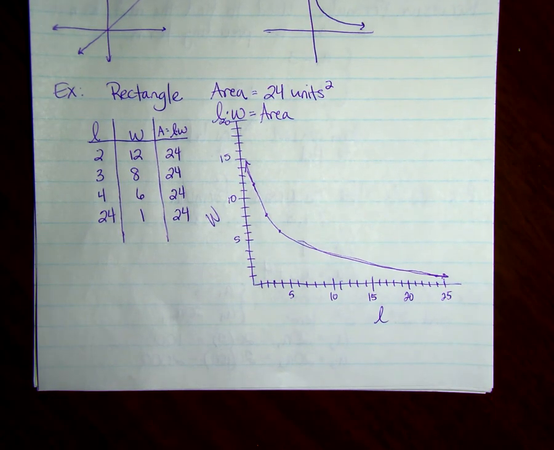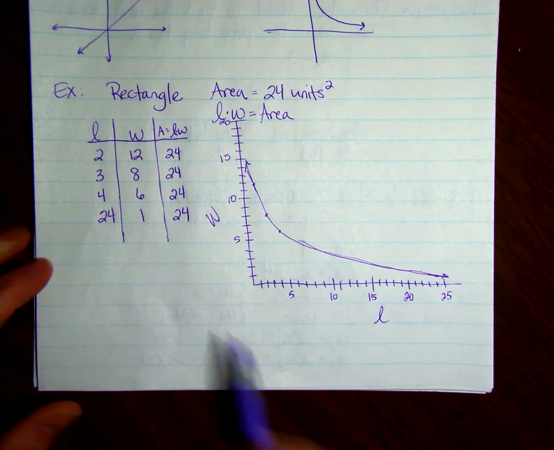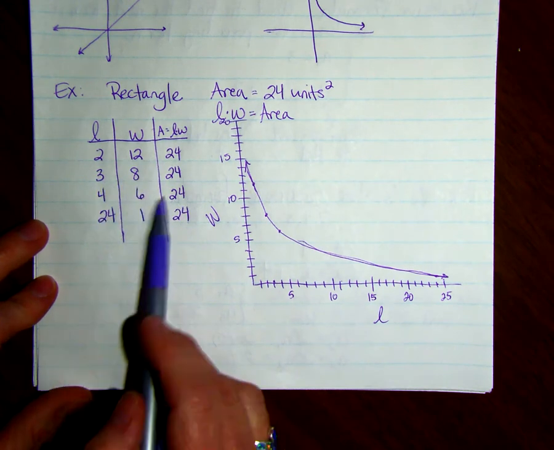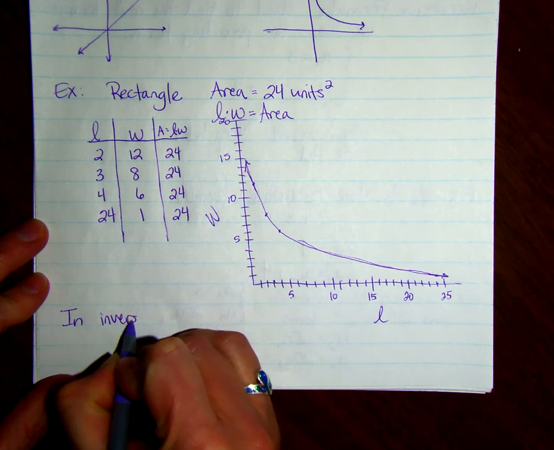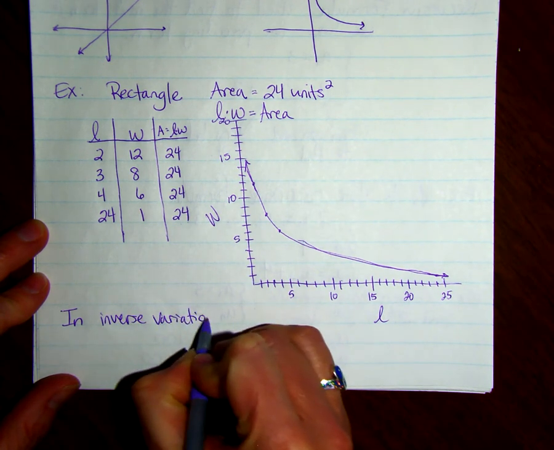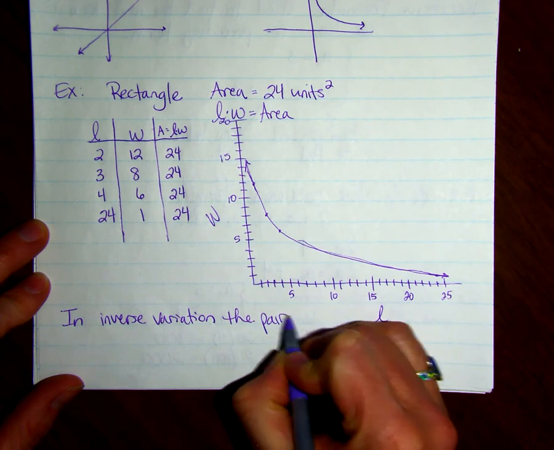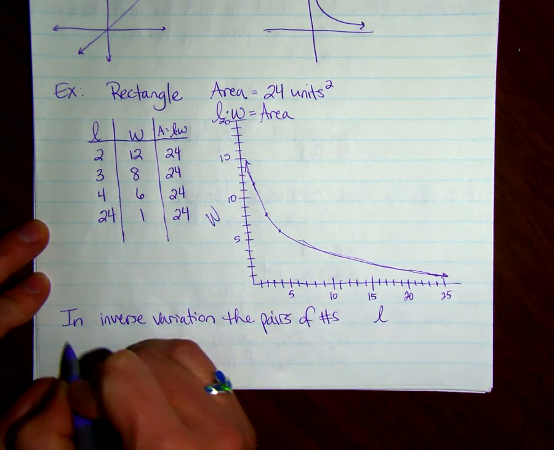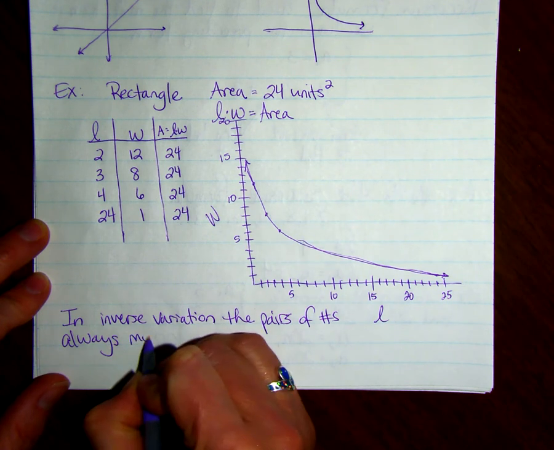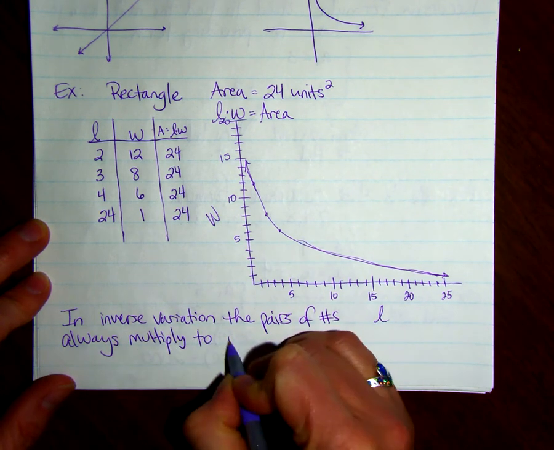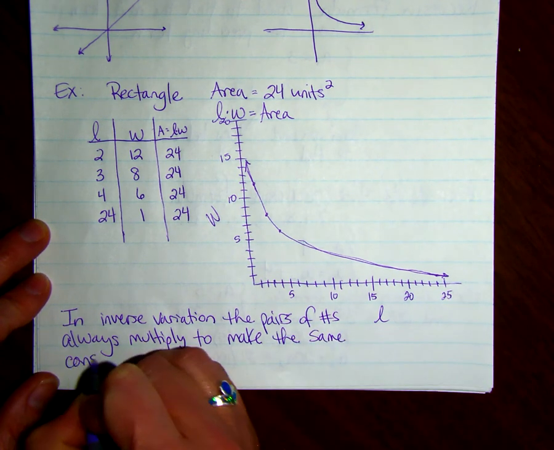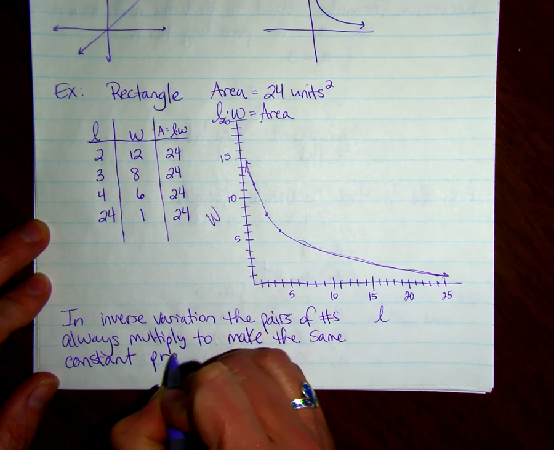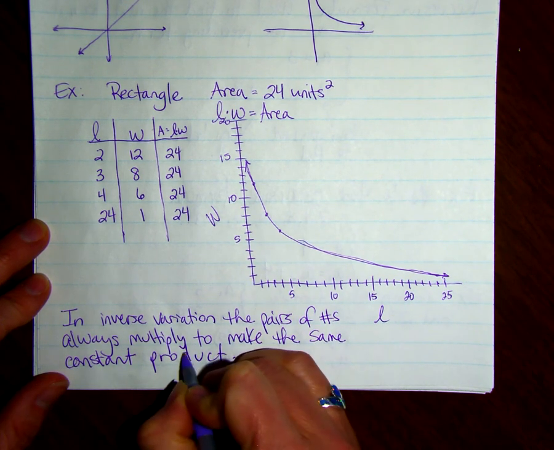In an inverse variation, the pairs of numbers will always multiply to make the same constant product, which is what we did here. We took the two numbers and multiplied them. So we're going to write that sentence. In inverse variation, the pairs of numbers always multiply to make the same constant product. And that's the end of the lesson.